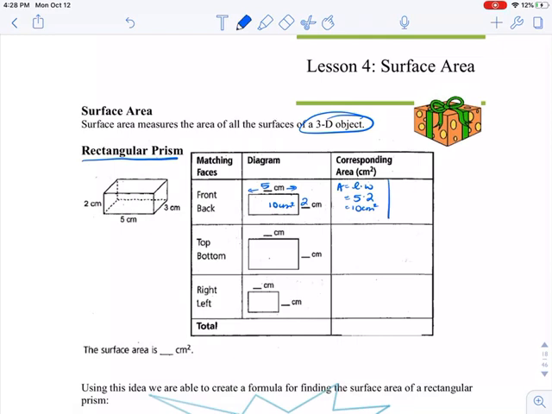But if we take 10 and we multiply it by 2, because we have the front and the back, we get a total of 20 centimeters squared. So the front and the back are 20 centimeters squared.